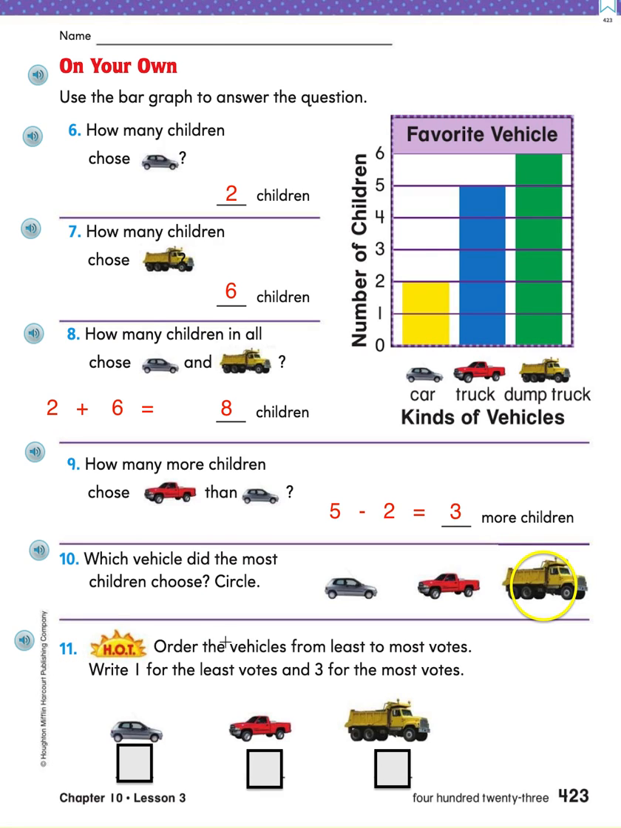Number 11, order the vehicles from least to most votes. Write 1 for the least votes and 3 for the most votes. Go ahead and pause the video so that you can work.